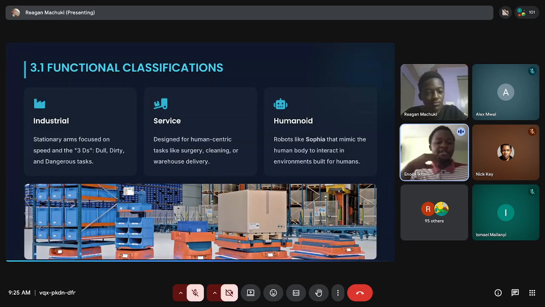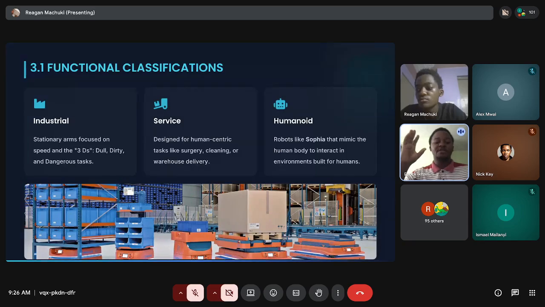Then we have service robots. Service robots are designed for human-centric tasks like surgery, cleaning, or warehouse delivery. In this current era, we've seen so many surgeries being done by robots to ensure precision when doing very sensitive surgeries. And we've also seen sensitive tasks like cleaning of windows on big buildings being automated by robots. So that's a task that's done by service robots.